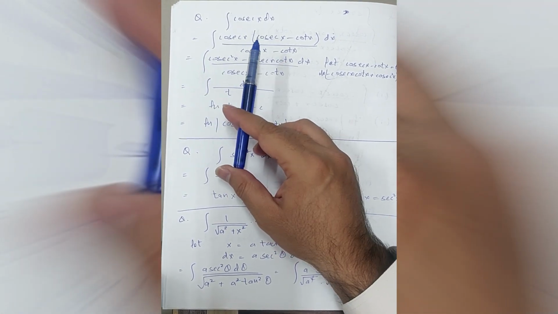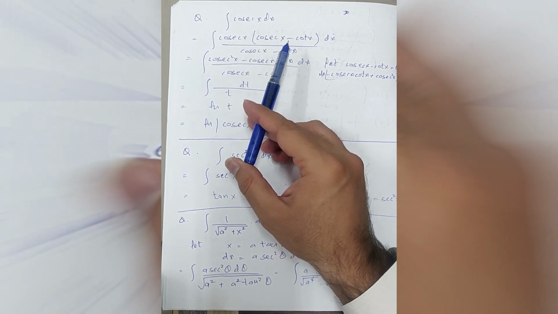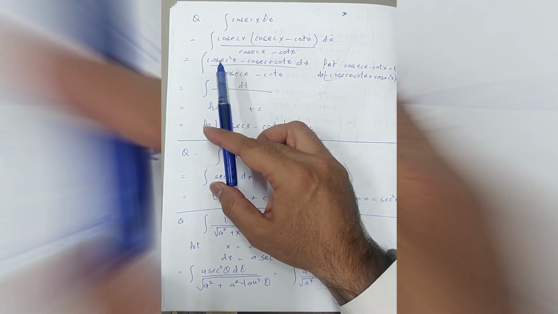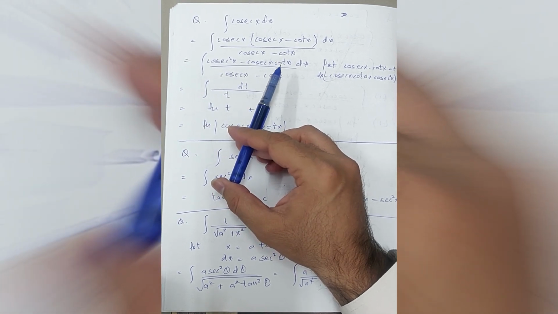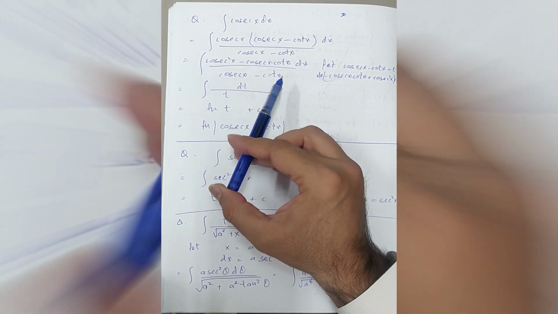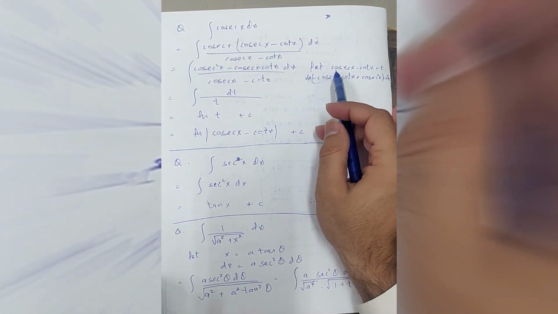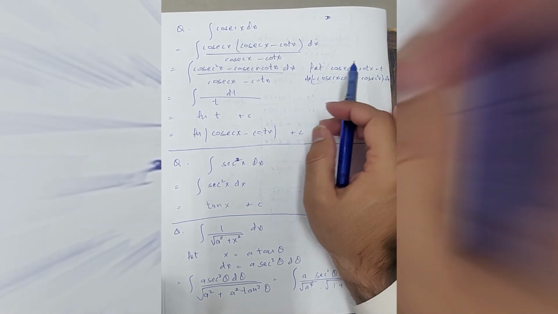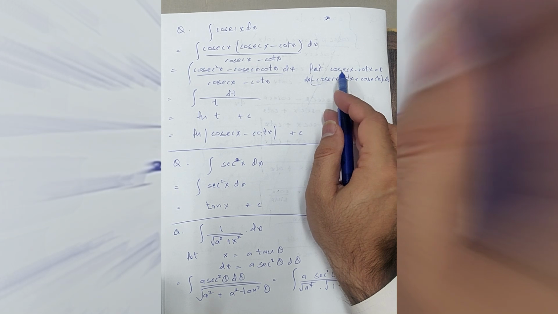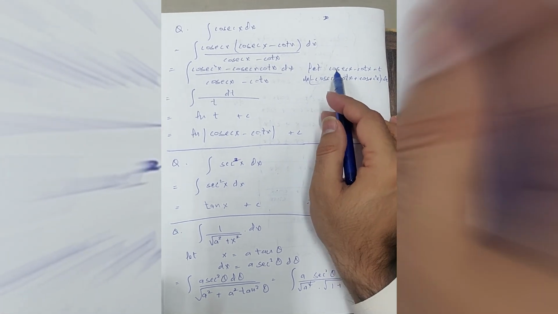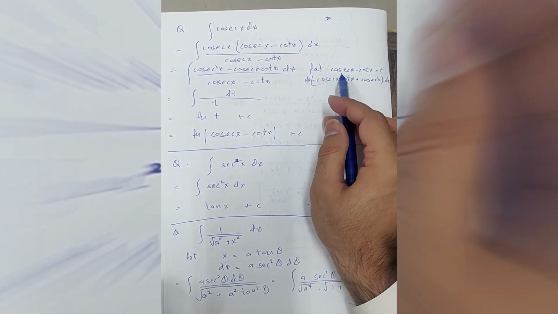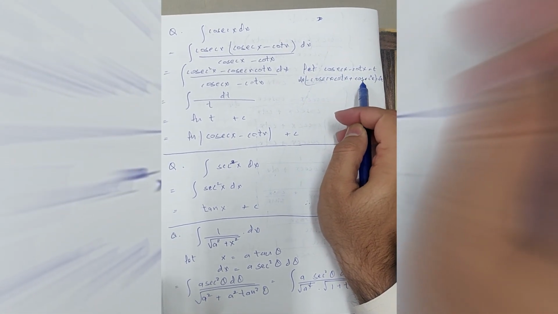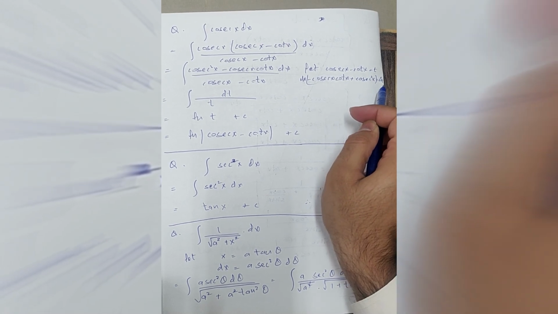To find it, we multiply and divide it by cosecant x minus cot x. When we solve this, it becomes the integral of (cosecant square x minus cosecant x cot x) dx divided by (cosecant x minus cot x). Now we can assume that cosecant x minus cot x is equal to t. Taking the differential of cosecant x minus cot x, it becomes minus cosecant x cot x plus cosecant square x, equal to dt, as you can see here.